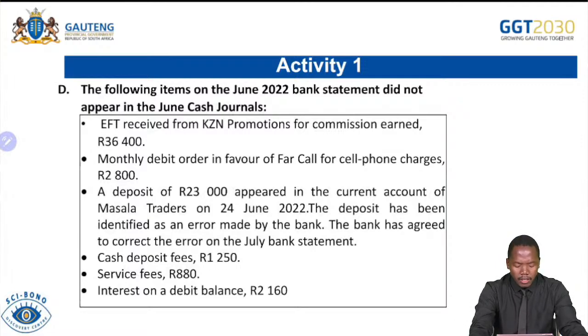We have a deposit of 23,000 that appeared in the current account of Masala Traders on 24 June 2022. The deposit has been identified as an error made by the bank. The bank has agreed to correct the error on the July bank statement. Grade 12, we are going to be analyzing each and every transaction. We will also show you how it is recorded. Now, cash deposit fees, service fees, interest on debit balance.